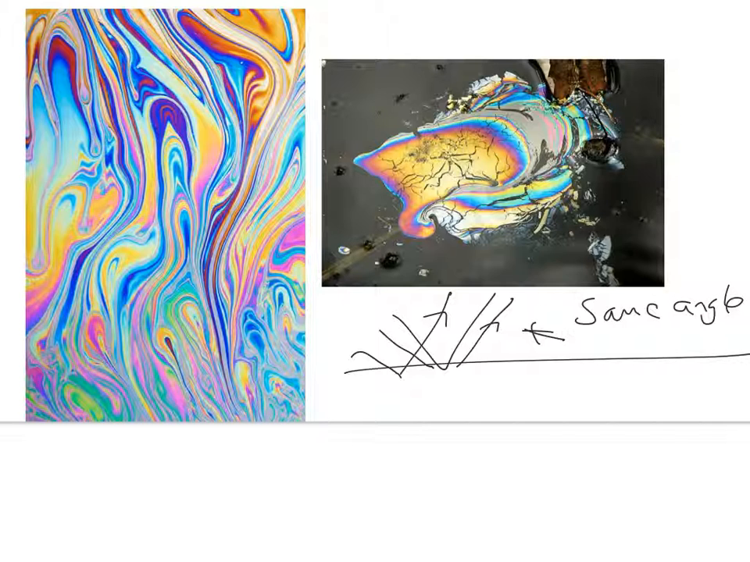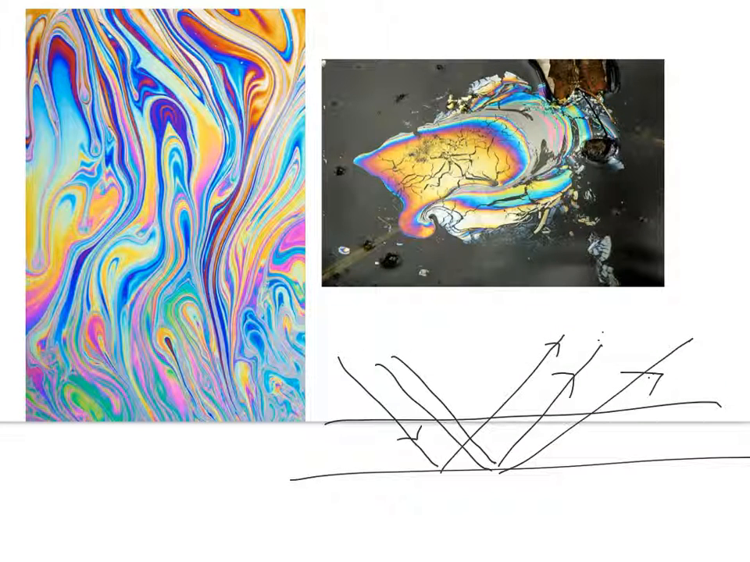So you have different path differences for each section along here. So for example, the path difference between this ray and this ray is going to be different to the path difference between that one and that one.